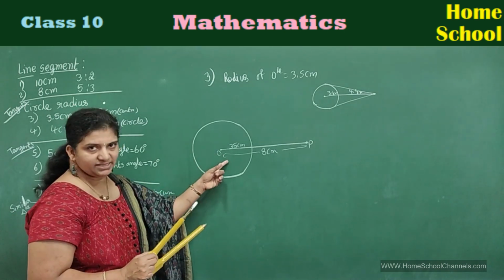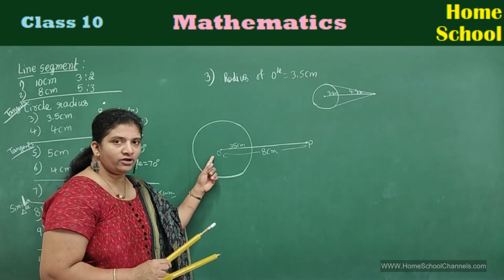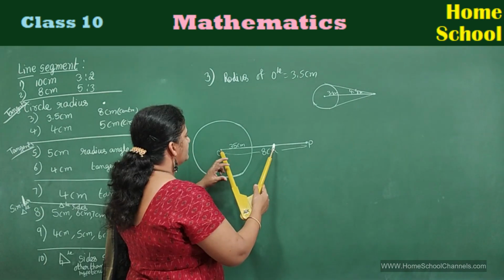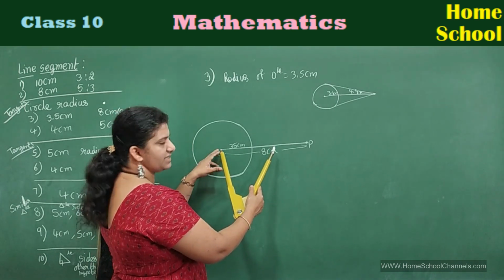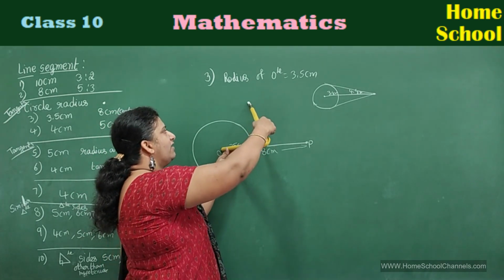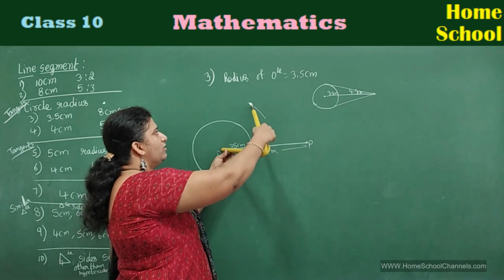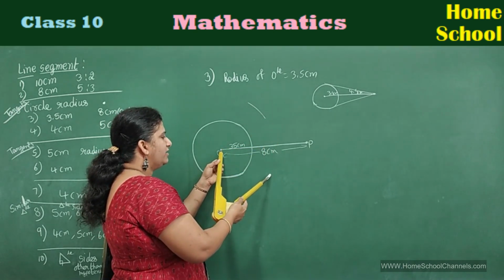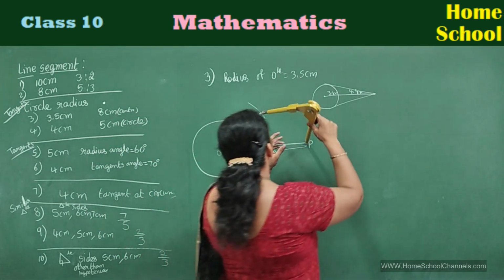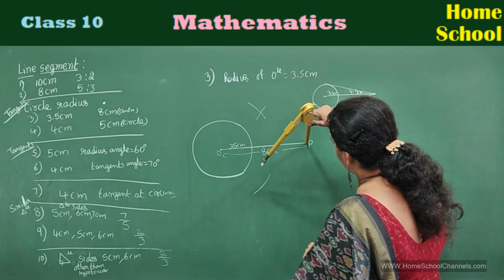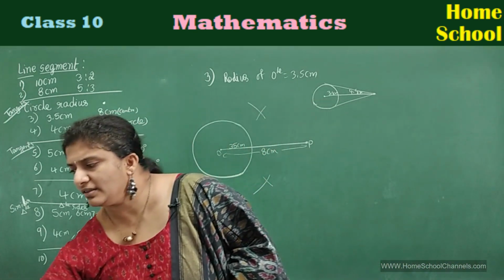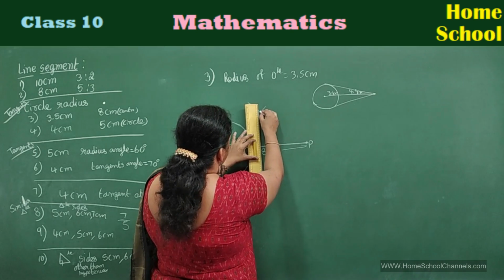First step, line segment. Second step, from one end point of the line segment, measure more than half and draw an arc above and an arc below. Same measurement from this point P, cut the arcs above and below. Okay, why are we doing this? In order to get the bisector. Join these two.